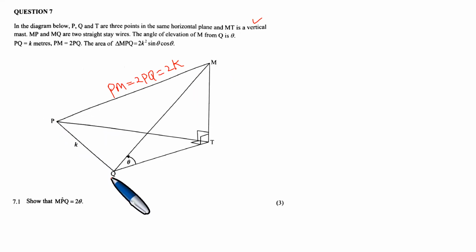Q, there it is. Okay, MPQ is exactly that one. They gave it to us. Right, show that MPQ is actually equal to 2 theta. Show that MPQ equals 2 theta, the angle MPQ. So if you look very carefully, there is M, there is P, and there is Q. Right, you need to show that that angle there is actually 2 theta. Right. So I'm sure that this question is actually very, very straightforward.